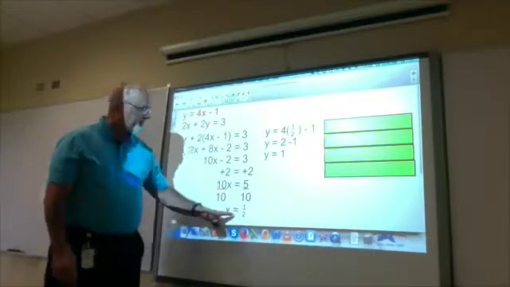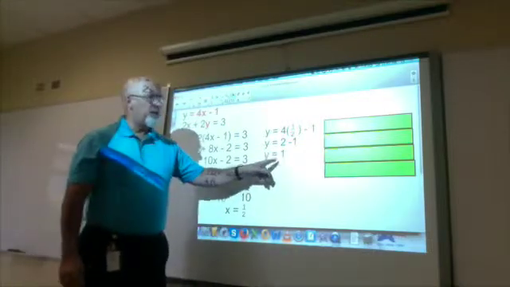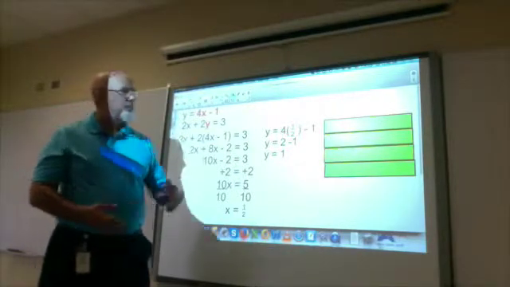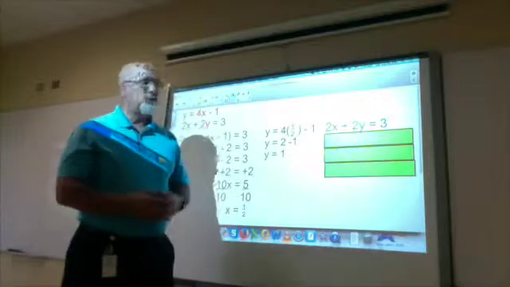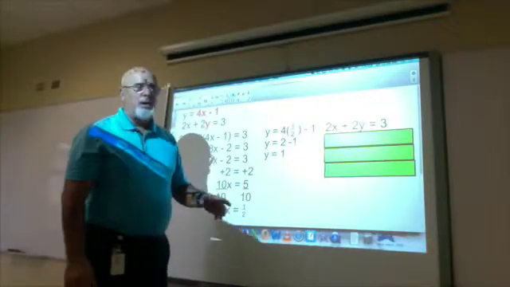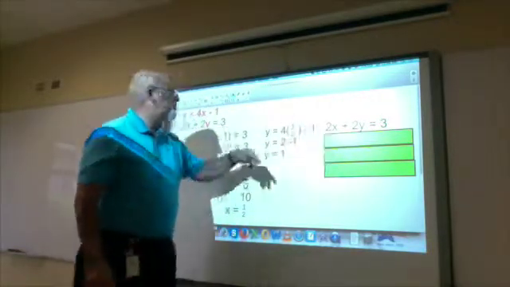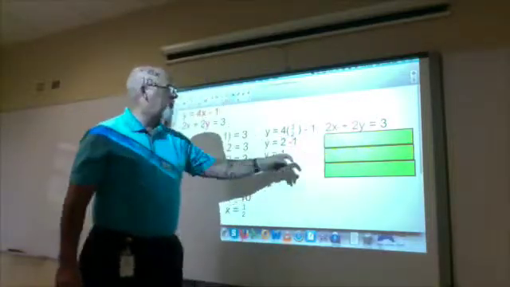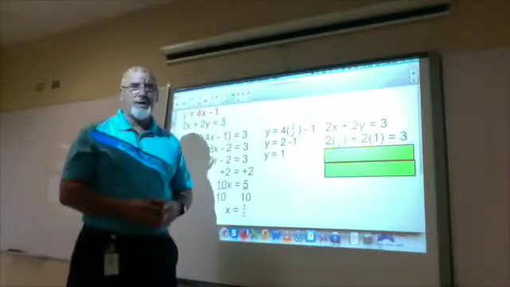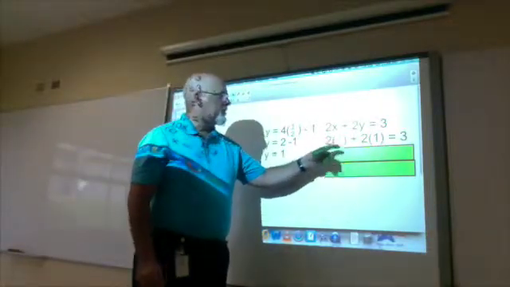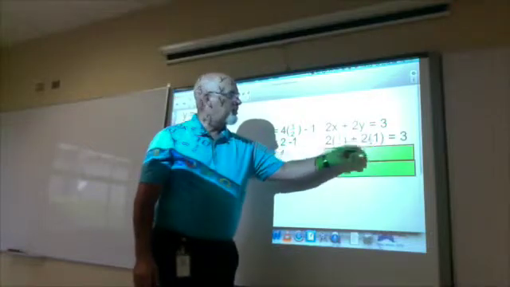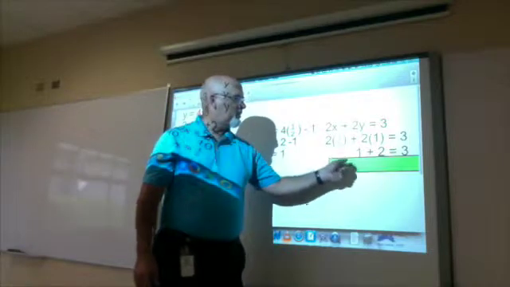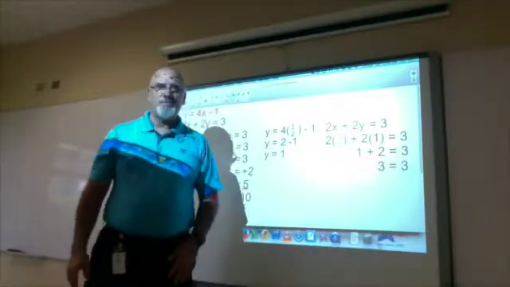So now we've got a value for x, we've got a value for y, and what we want to do is figure out if that's a true statement. So we come over here, and we go to 2x plus 2y equals 3. And we go 2, and x is 1/2, and 2 times y is 1. So we substitute those values. We go 2 times 1/2, and we get 1, and 2 times 1, and we get 2. 1 plus 2 is equal to 3. That's a true statement. 3 equals 3.